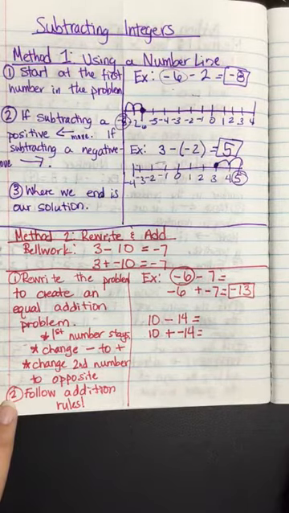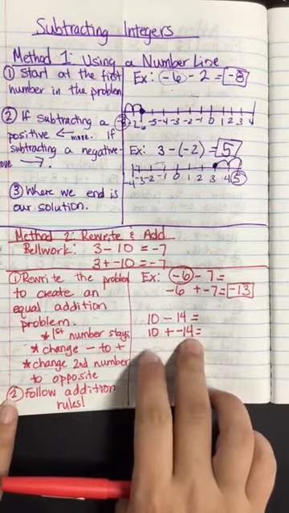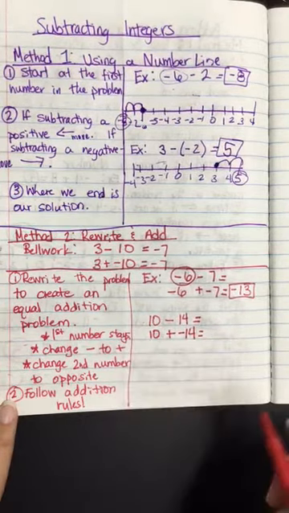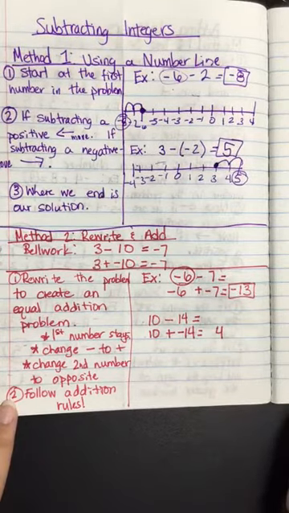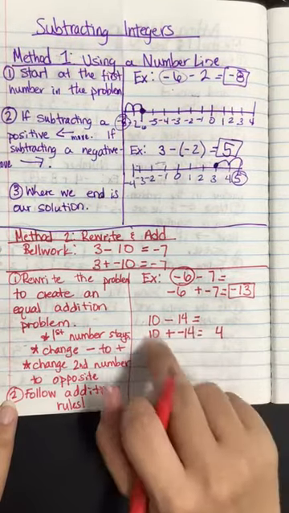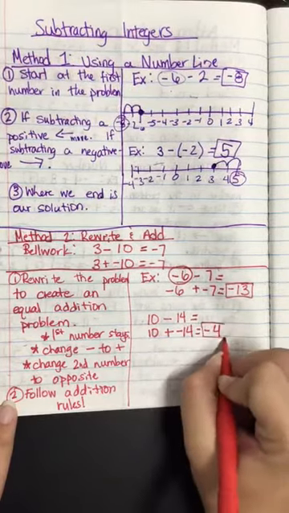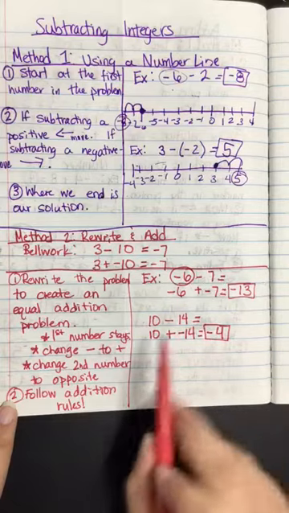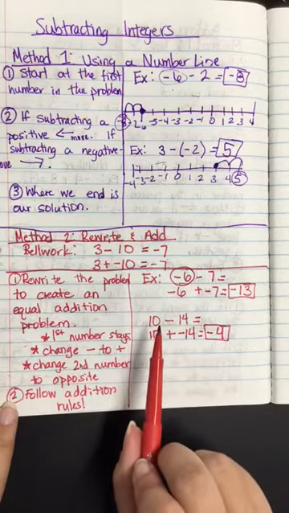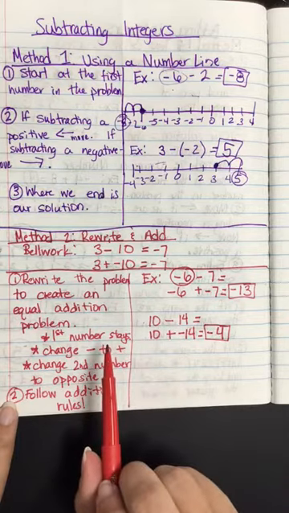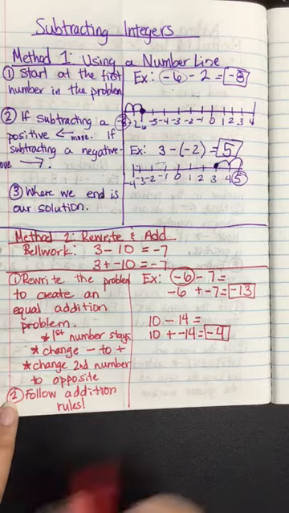10 plus negative 14. I have different signs. When I have different signs, I subtract. 14 minus 10 is 4. And I keep the sign of the number with the greater absolute value. So 14 is greater than 10. 14 is negative. So my solution is negative 4. If I were to solve this problem on a number line, I would start at 10. And I would go backwards 14. And I would end up at negative 4. Let's do one more.